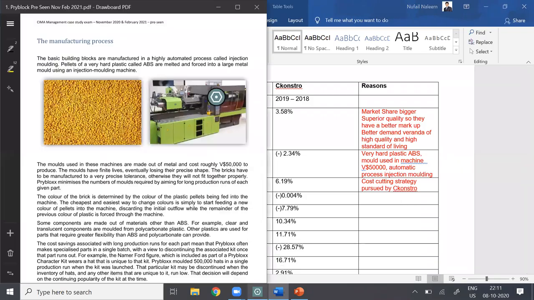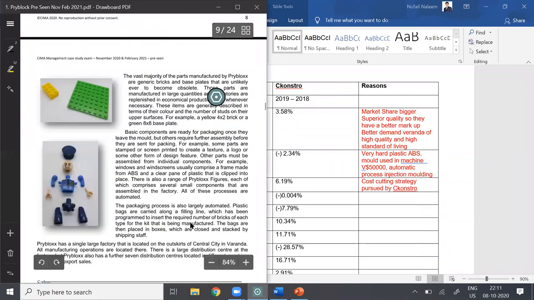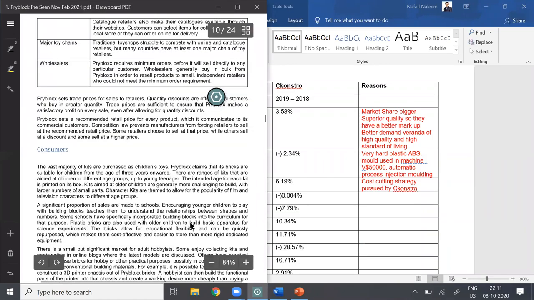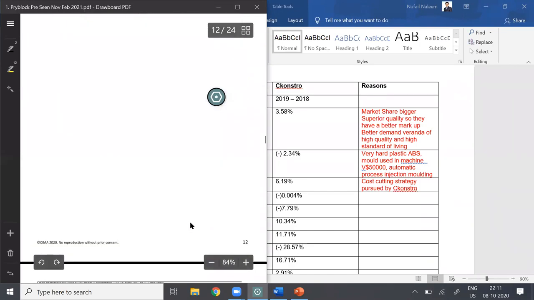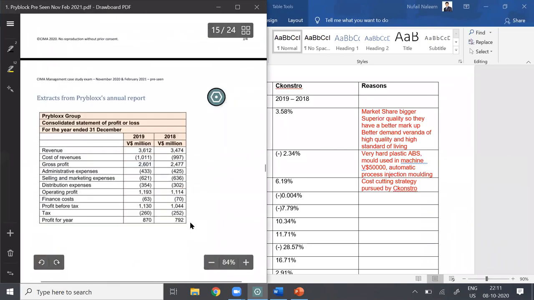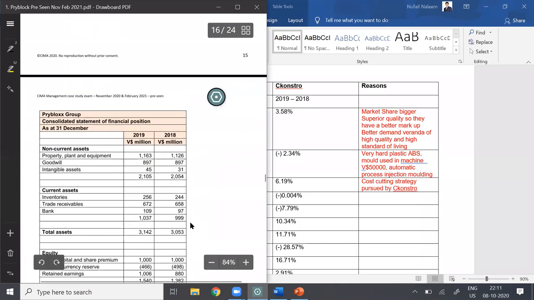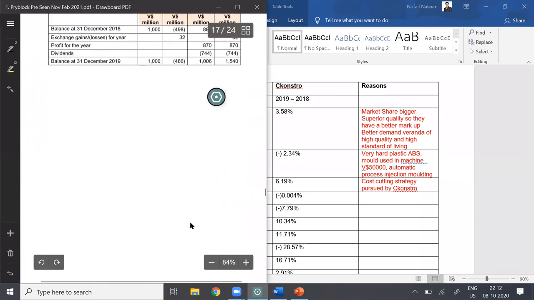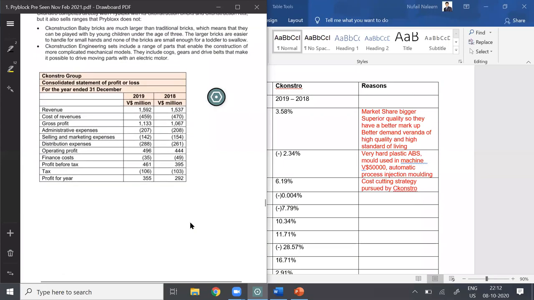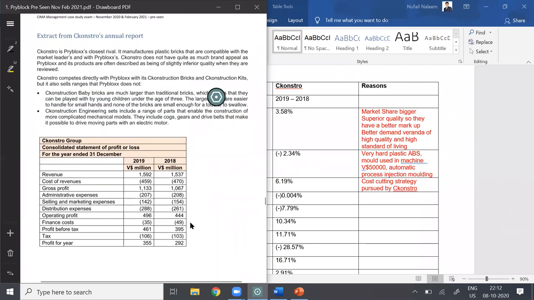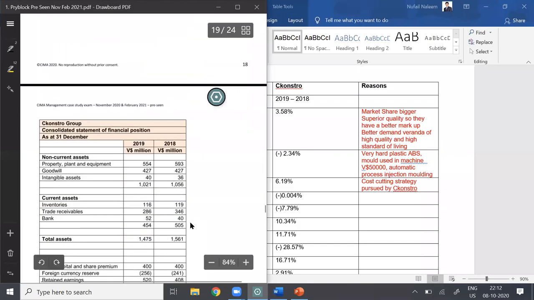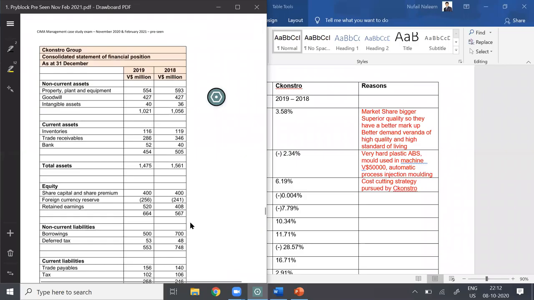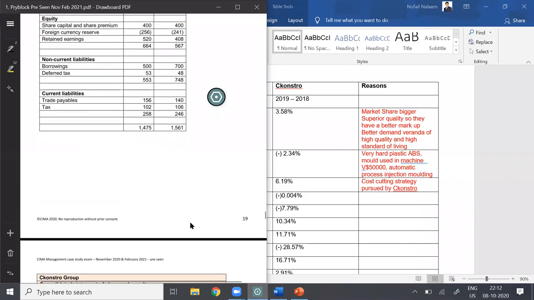Now, can I ask you one question? Our company is a public limited company. You all agree with that. Is Kronstro a public limited company? Students? No. No. Why you are saying no? Why you are saying no? Maybe because of the dividend they have paid is very less. So that can be assumed.